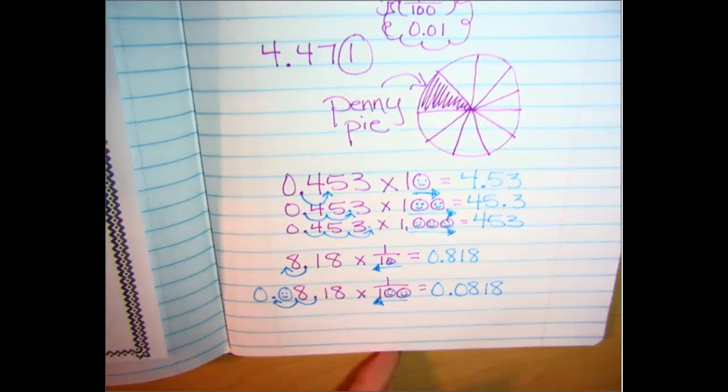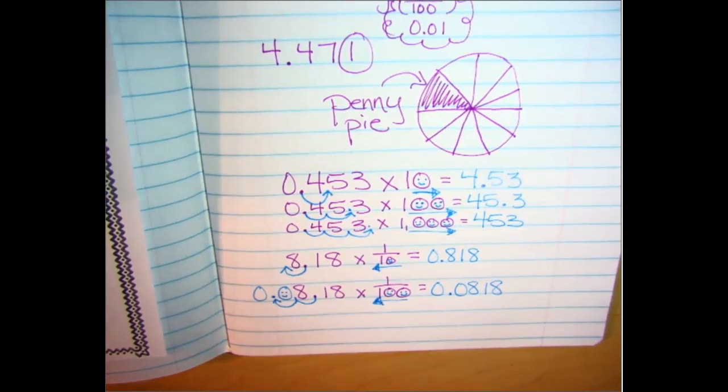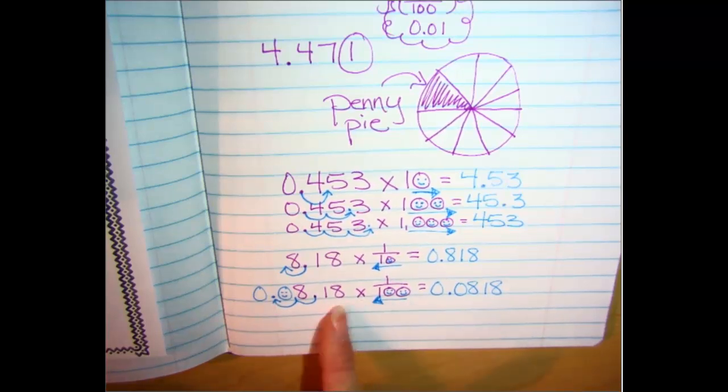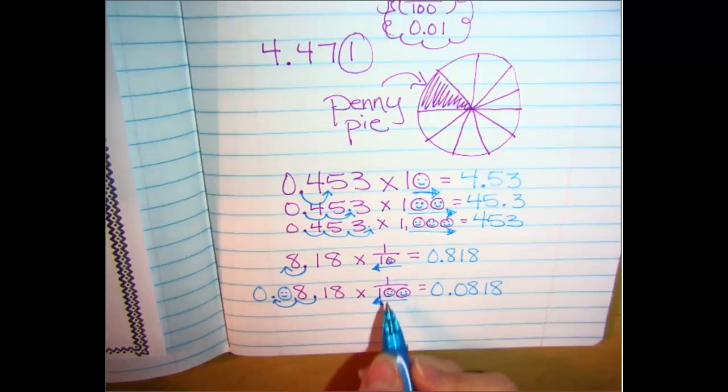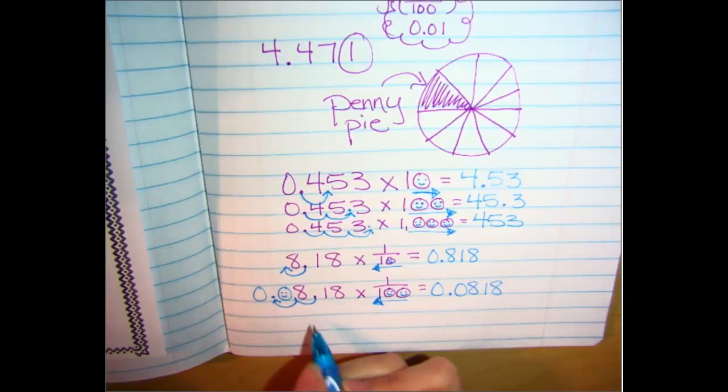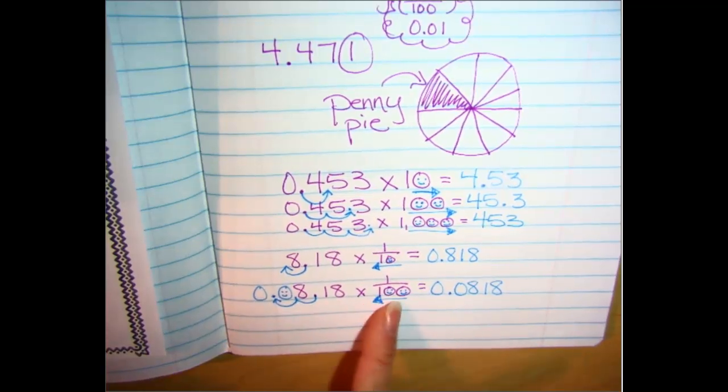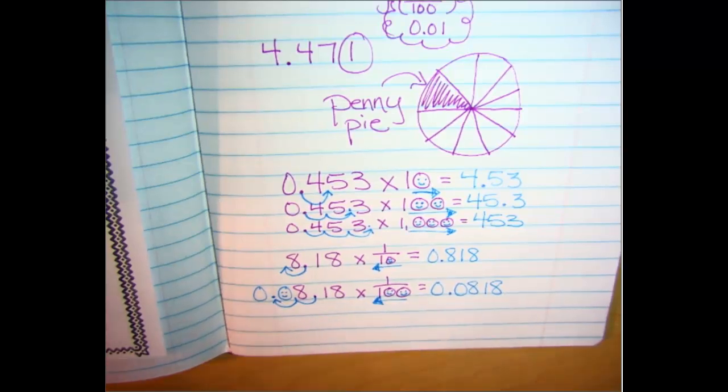Isn't it supposed to be divided? Nope. I'm multiplying. When I'm doing this, Dean, you asked a really good question. I didn't notice that was a fraction. Yeah, this is a fraction. So if I did 8 and 18 hundredths divided by 100, would I get the same answer? Yes. Yes, because essentially I'm doing the exact same thing. You see?